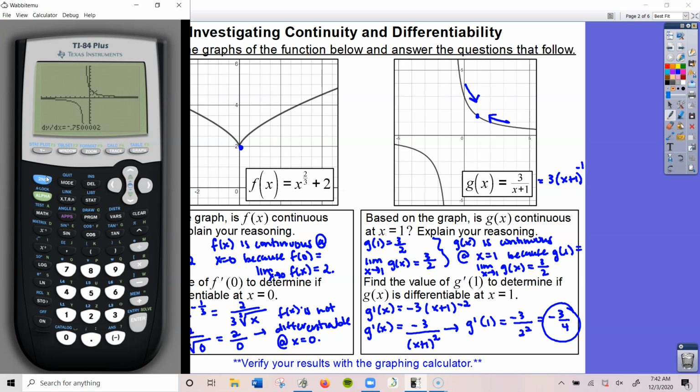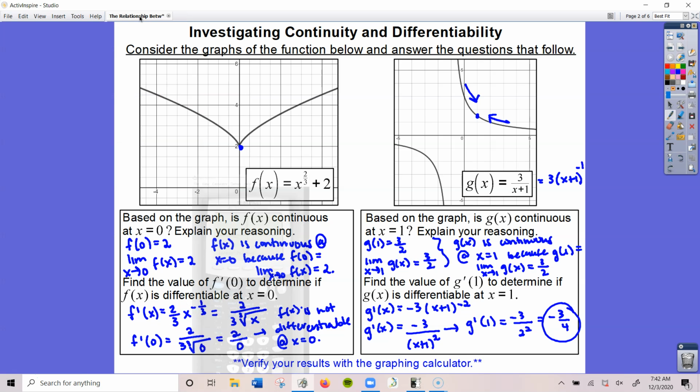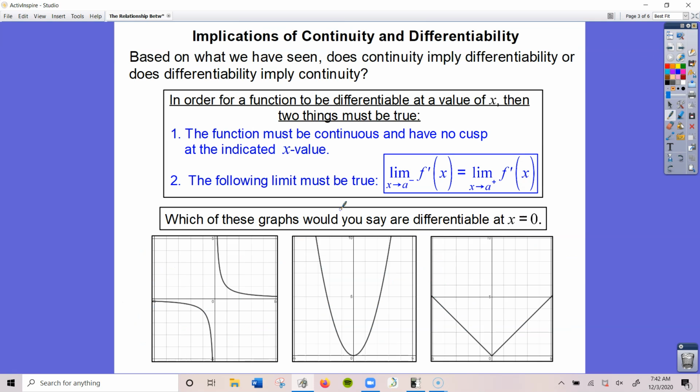However, the calculator does not recognize that it is a cusp. Sorry, I don't know why I pulled the calculator back up. It doesn't recognize that it's a cusp, so it calculated the derivative as if it wasn't a cusp. So we have to know, okay, I see a cusp, it is not differentiable at that point. And then the second condition for differentiability is that the limit as x is approaching whatever value we're given, from the left and from the right, of f prime of x must equal each other. So if I look here at these graphs, which of these would we say is differentiable at x is equal to 0?